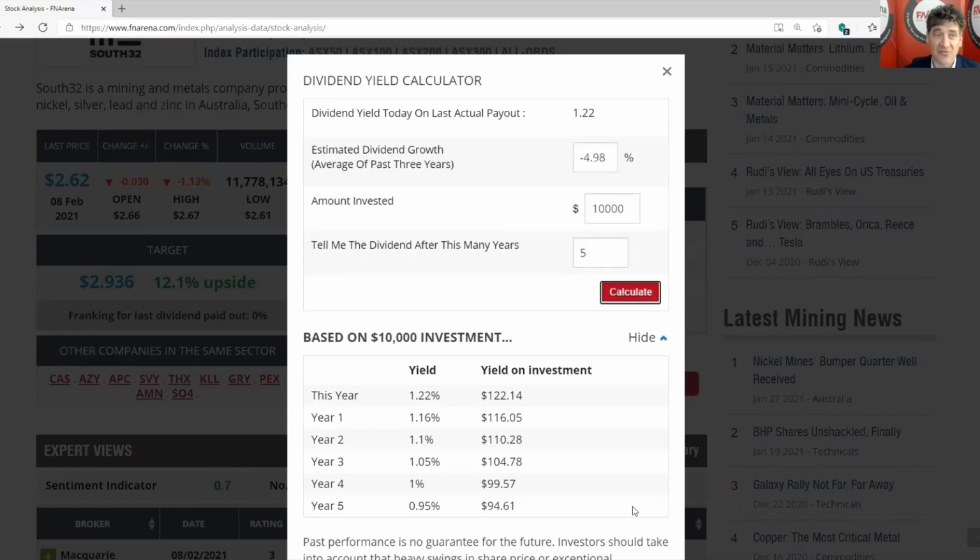It doesn't have to go negative. You can play around with this. You can put your own number here. So if I, for example, take out the negative sign, and I say, let's assume the next 5 years they are going to grow their dividends by just under 5% a year, then it tells me that my yield in 5 years' time will be 1.56, which is a little bit higher than here. But at the end of the day, this is not a great dividend payer.